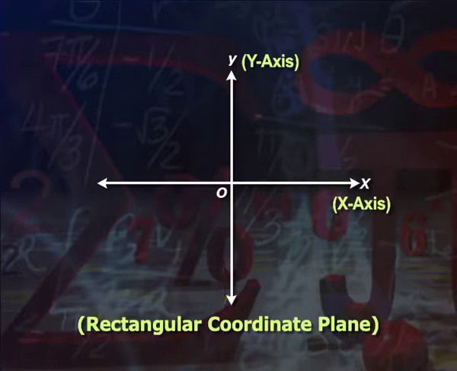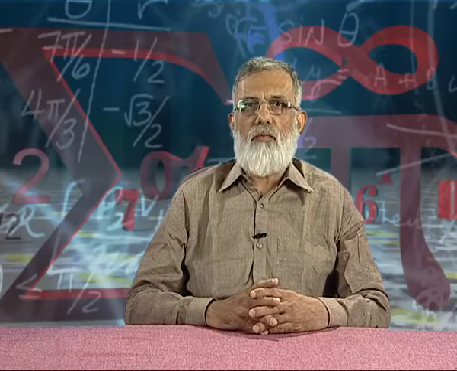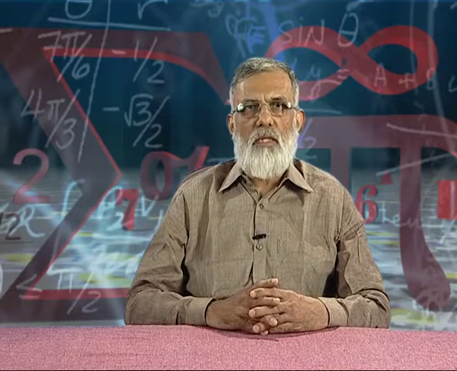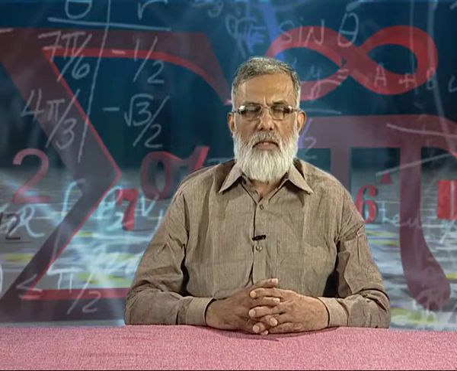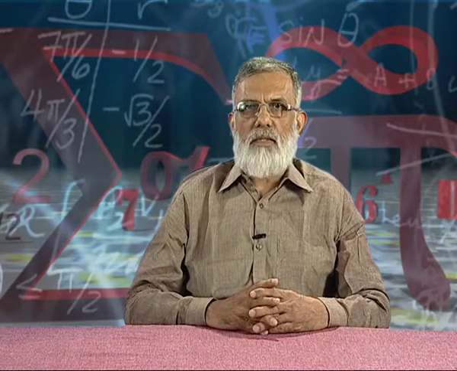Further, the right half x-axis is called the positive x-axis, and the left half x-axis is called the negative x-axis. Similarly, upper half of y-axis is called the positive y-axis and the lower half y-axis is called the negative y-axis. There is a one-to-one correspondence between the set of ordered pairs of real numbers, that is R square, and the set of points of a plane.